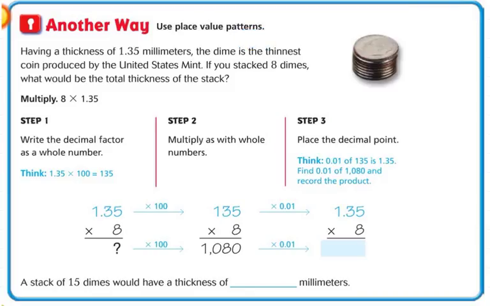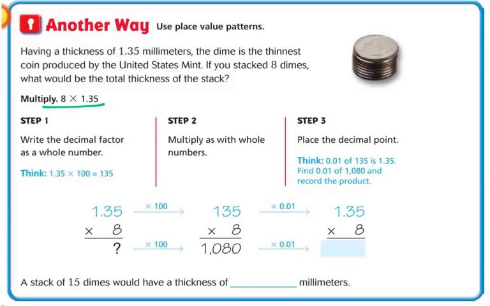Having a thickness of 1 35/100 millimeters, a dime is the thinnest coin produced by the United States Mint. If you stacked 8 dimes, what would be the total thickness of the stack? Now, boys and girls, if we're going to use grouping language, we can see that we have 8 groups of 1 35/100. So we're going to start with step 1 down here, boys and girls.